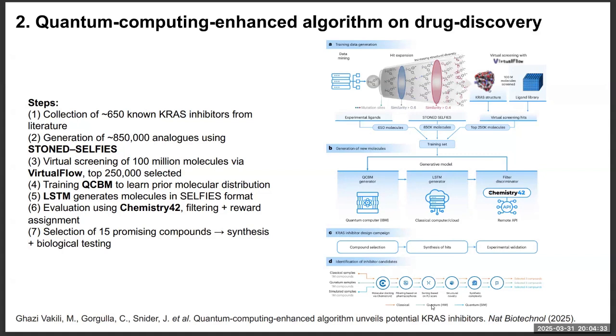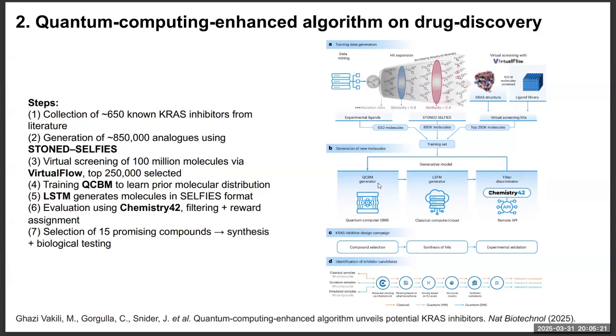This is what we call an oncogene, and there are only 650 data points of molecules which inhibit the KRAS protein. So it is extremely low. A normal traditional artificial intelligence model cannot learn from only 650. So they used random mutation and made more than 800,000 molecules through this model processing. This is a schematic figure of this model.